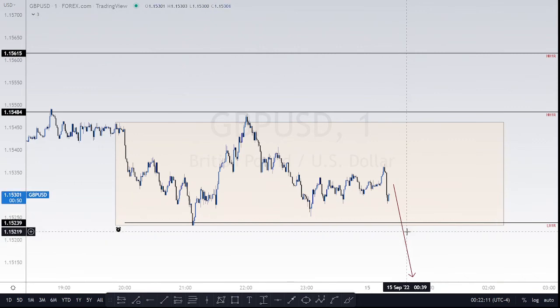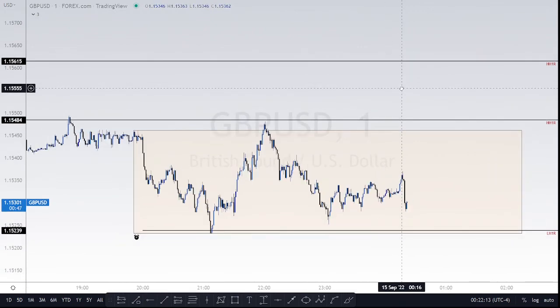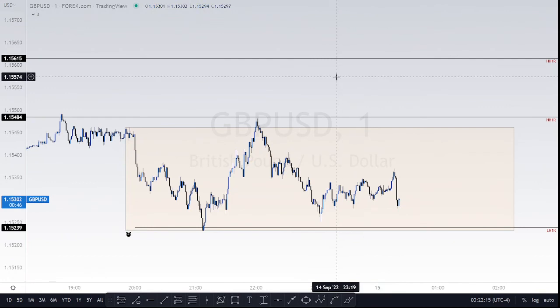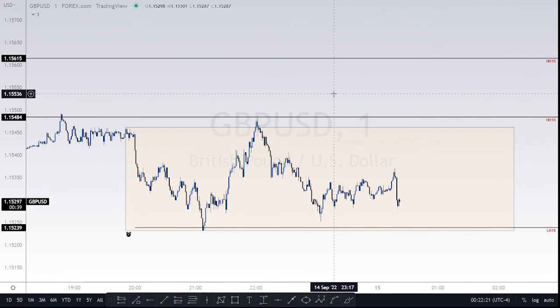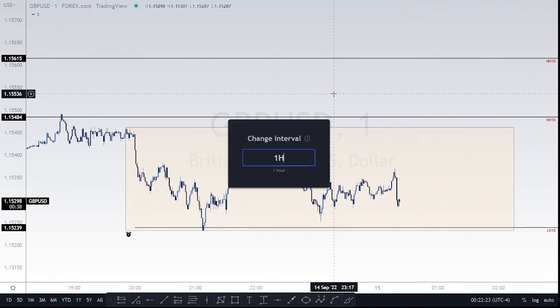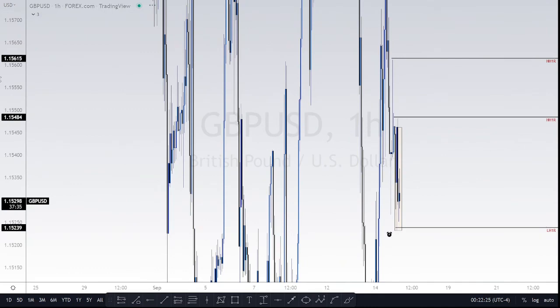Okay, so that is it for me this morning. It's pretty much a very simple day. I am anticipating a bearish continuation in today's trading session. But again, I do want to see the right set of confirmations before I engage in a potential short.